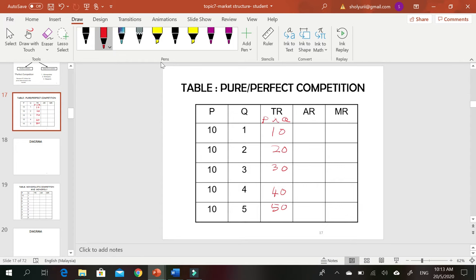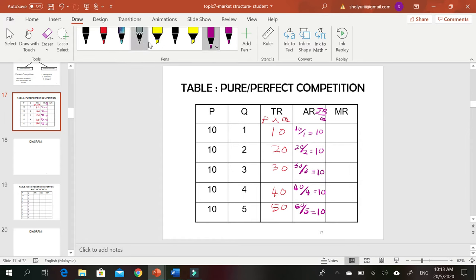Next is find AR. Formula AR is average equals to TR divided by Q. So this is our TR, this is our Q. 10 bagi 1, 10 divided by 1 equals to 10. 20 divided by 2 equals to 10. 30 divided by 3 equals to 10. 40 divided by 4 also equals to 10. 50 divided by 5 equals to 10. See here? Okay, are you okay with that?